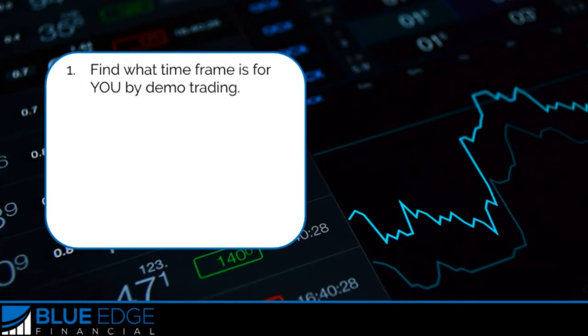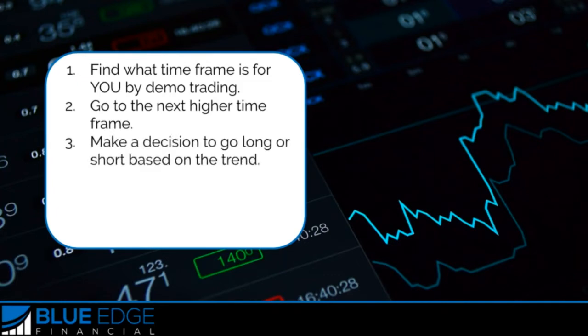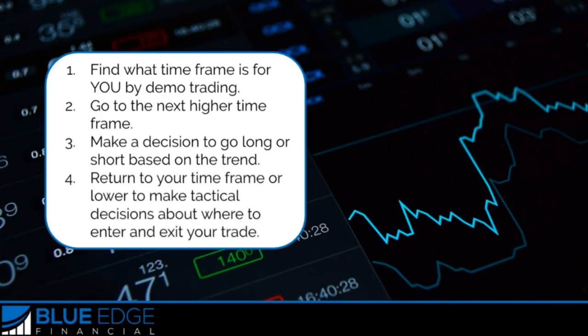Once you've found your preferred time frame, use multiple time frame analysis by first going up to the next higher time frame to get a bird's eye view. Then make a strategic decision to go long or short based on the direction of the trend. Then return to your preferred time frame or lower time frame to make tactical decisions about where to enter and exit. I would definitely make it a habit to look at multiple time frames when trading.